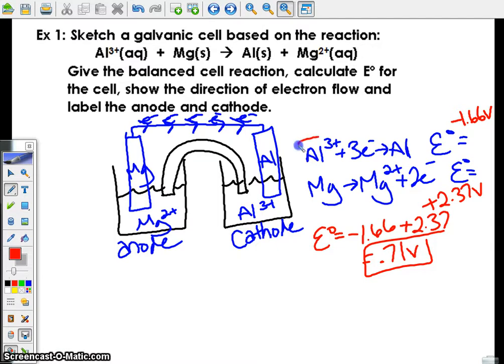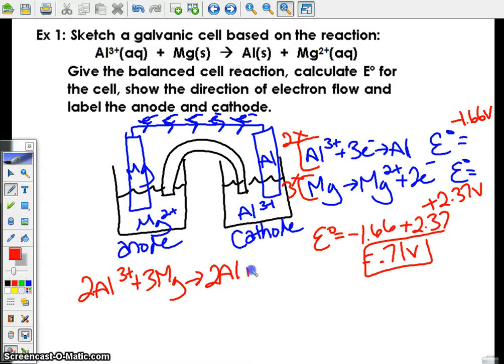And then I need a final balanced reaction. So to do the final balanced reaction, I can multiply the top one by 2 and the bottom one by 3. And I'll get 2Al3+ + 3Mg → 2Al + 3Mg2+. So there's all the pieces.